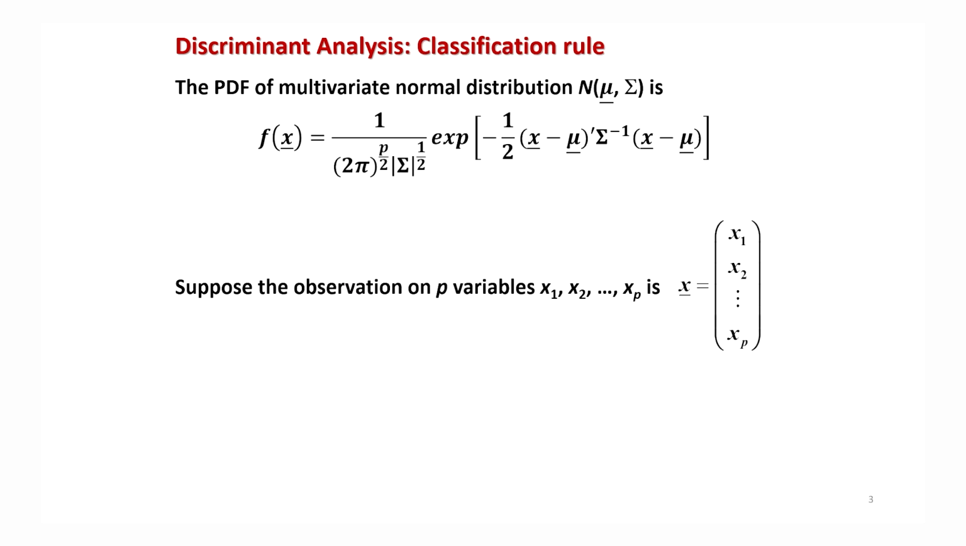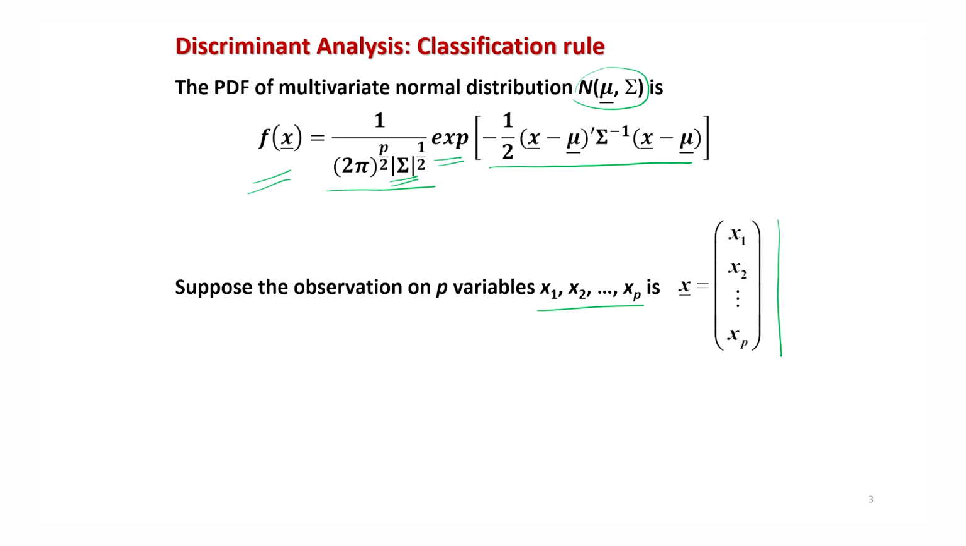So we know that the probability density function of a multivariate normal distribution with mean vector mu and covariance matrix sigma is given like this: 1 upon (2 pi) raised to the power p by 2 and the square root of the determinant of sigma, exponential of minus 1 upon 2 (x minus mu) transpose sigma inverse (x minus mu). And we have obtained an observation on the p variables x1, x2, ..., xp, like this. This is a multivariate observation.